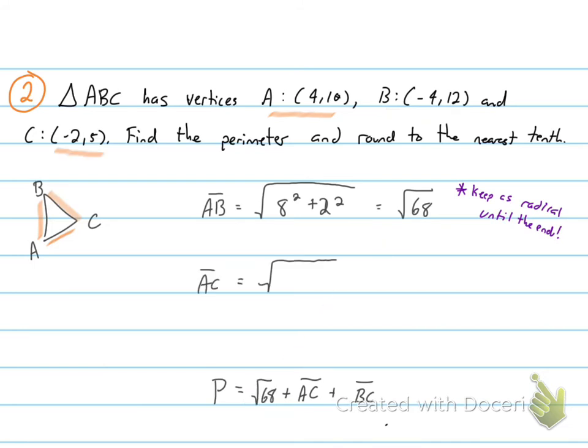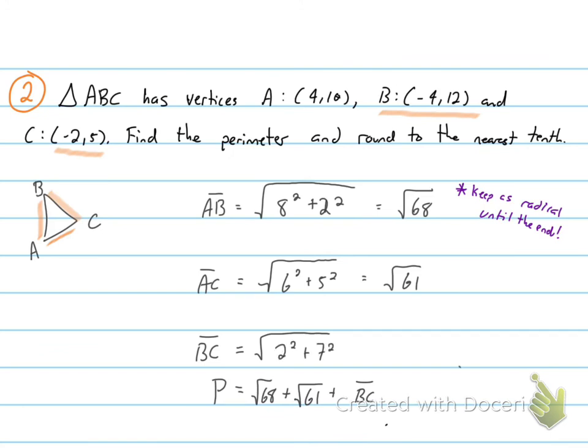So now I want to find AC. So (4, 10) and (-2, ...) are the coordinates that I'm focusing on. My change in X is 6. My change in Y is 5. So I'm going to do the square root of 6 squared plus 5 squared. And I get the square root of 61. Again, I'm going to leave it as a radical for now. Find my last side length. For BC, my change in X and change in Y is 2 squared plus 7 squared. And that's going to give me radical 53.